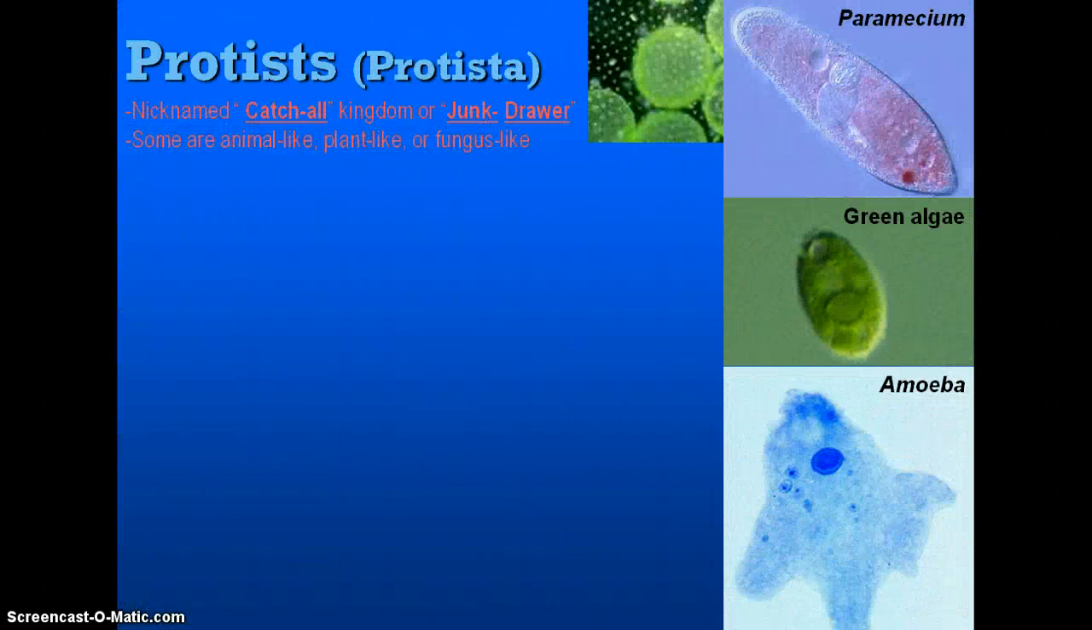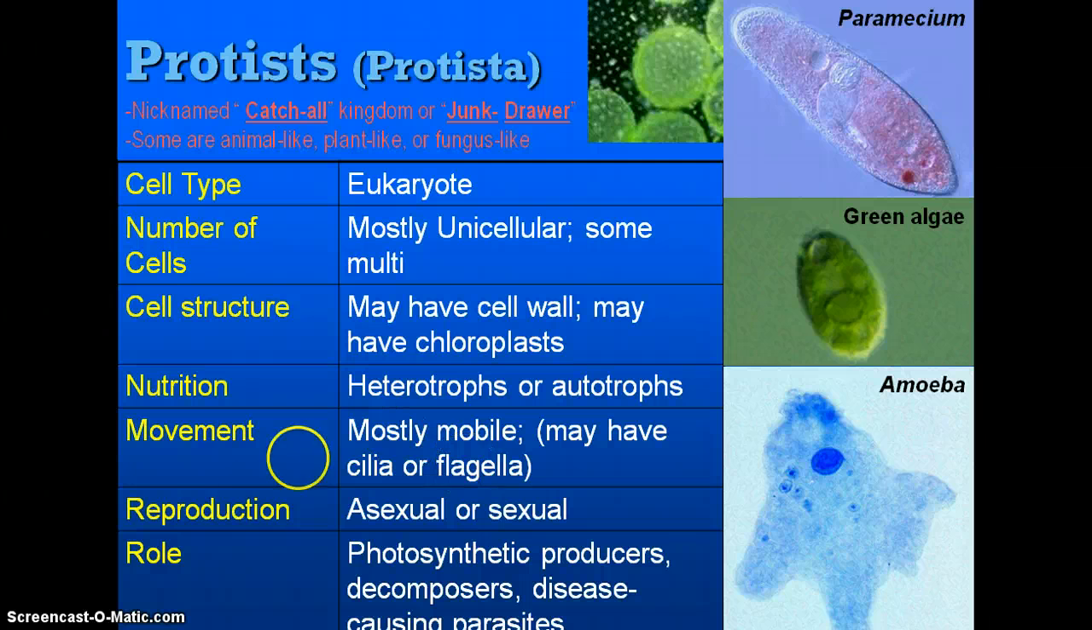Then we have the protists, or kingdom Protista. People nickname it the catch-all kingdom or the junk drawer because you have a lot of different types of organisms that are eukaryotic. They don't fit into any of the other kingdoms, so they just kind of threw them all together in the protists. And some are animal-like, some are plant-like, and some are fungus-like. I'll give some examples. But they are all eukaryotic. Most of them are unicellular, but there are some multicellular ones.